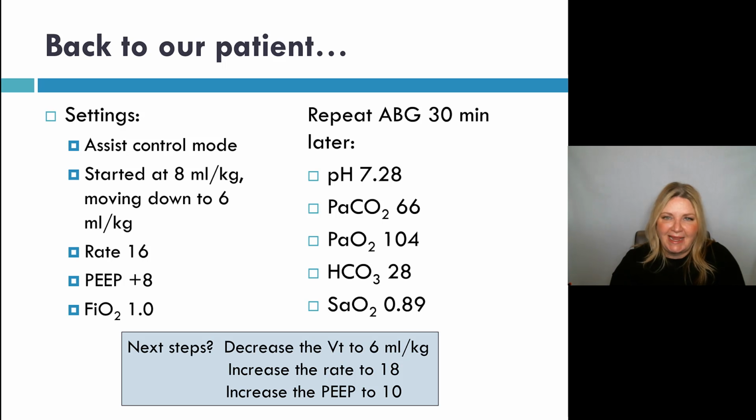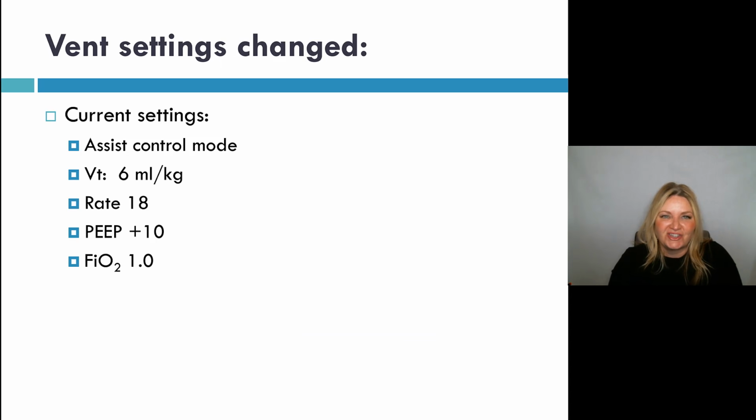We're going to increase her rate to 18. Again, we're at 16. Let's bump it up to 18, blow off a little bit of that CO2, and then let's increase her PEEP to 10. And again, all of this is just kind of a guessing game. You set, reassess your patient, adjust, and you kind of keep going back and forth in that fashion.